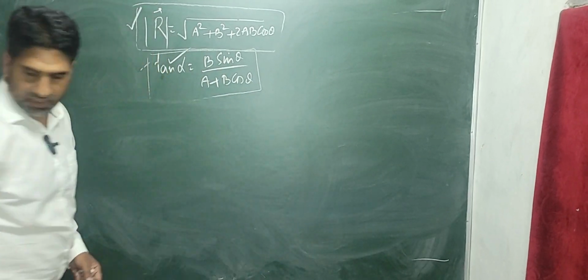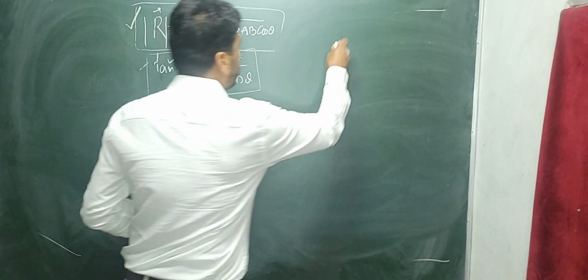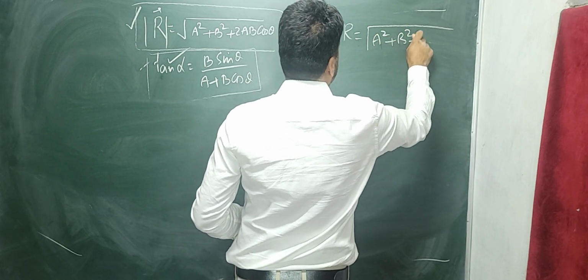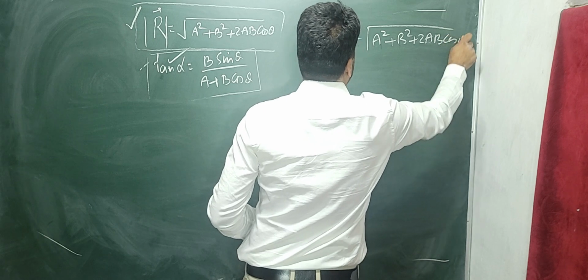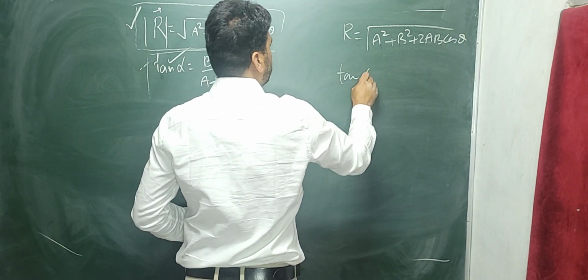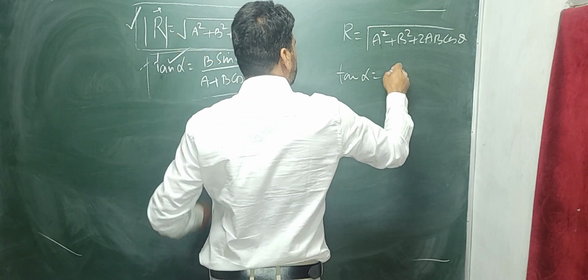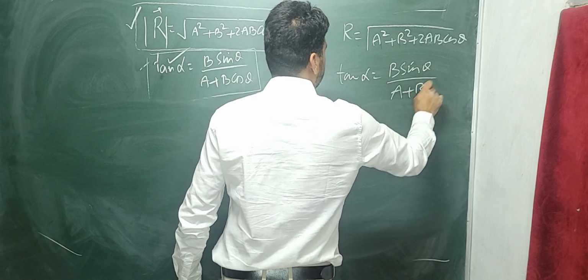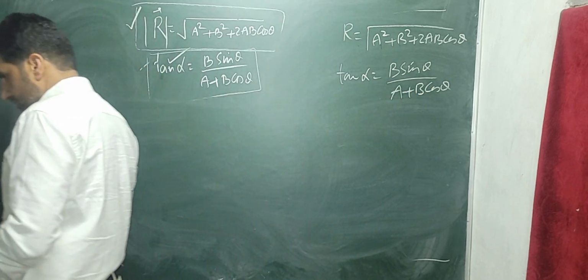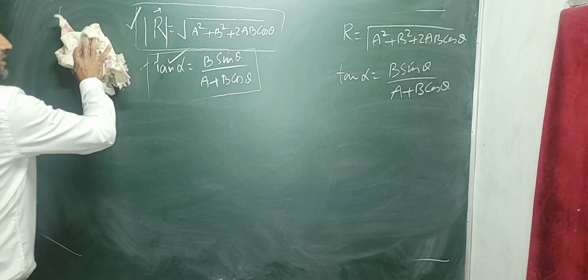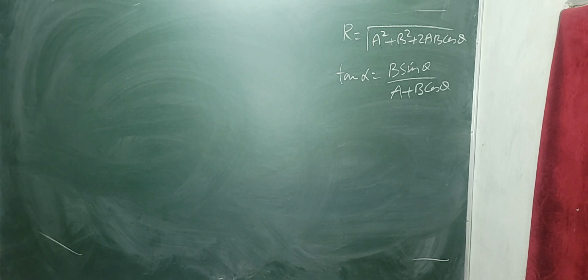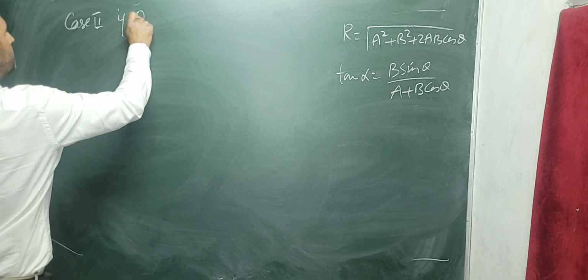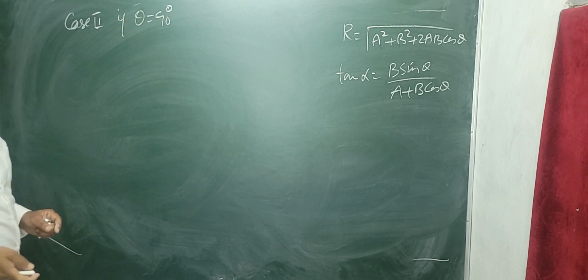So we have the formulas, that is, R is equal to under root of A square plus B square plus 2AB cos theta, and tan alpha comes out to be equal to B sine theta divided by A plus B cos theta. Now case second, if theta is equal to 90 degree, the angle between the two vectors is 90 degrees.